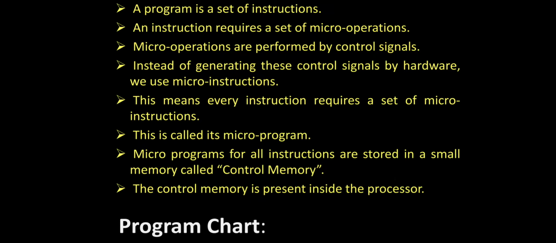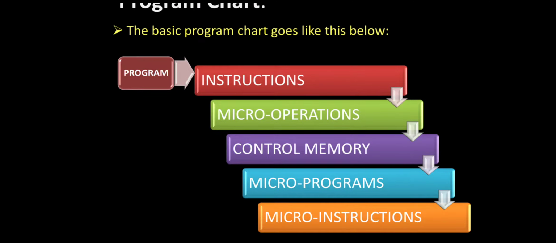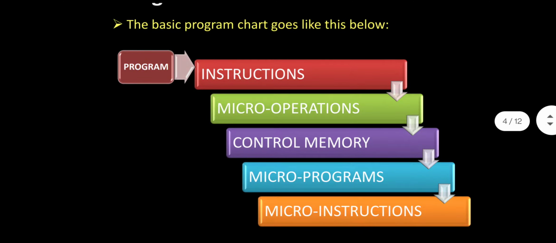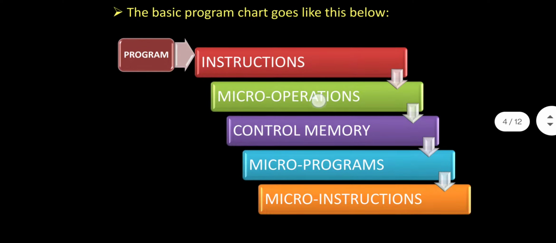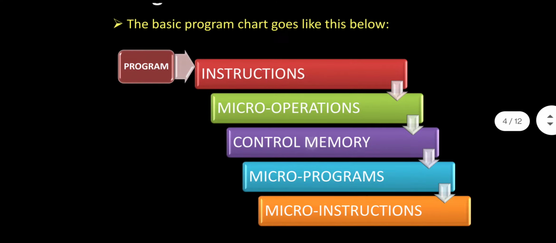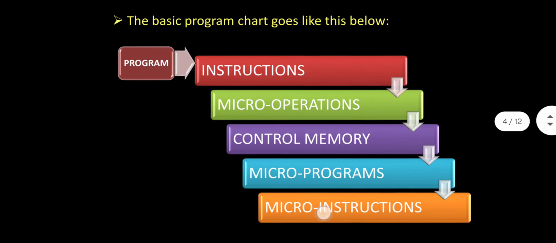We can understand all these things using a flow chart, that is a program chart. The basic program chart goes like this. A program needs a set of instructions. A set of instructions is called a program. These instructions are operated using the micro operations, and these micro operations are performed using the control signals that are produced by a control memory. The control memory contains microprograms, and those microprograms have their own microinstructions.